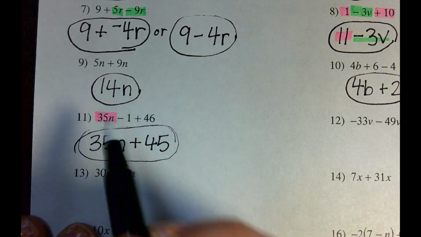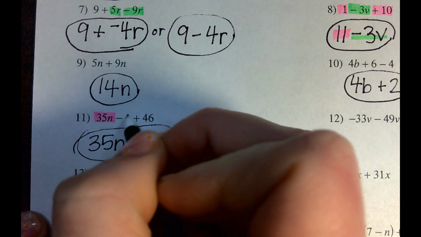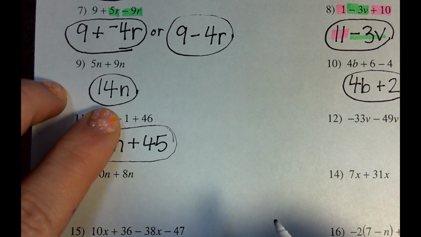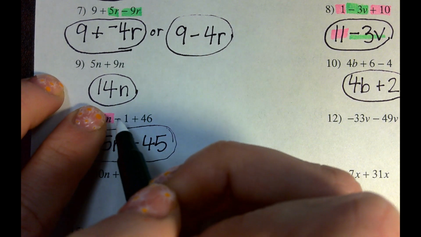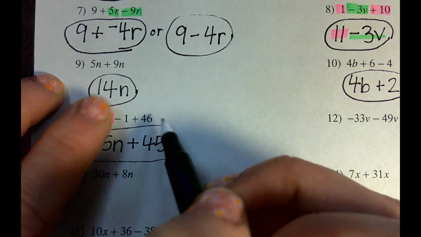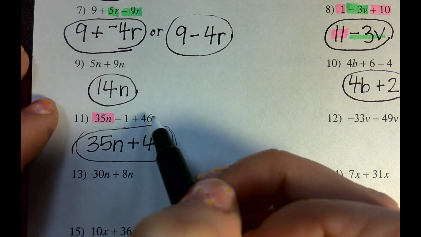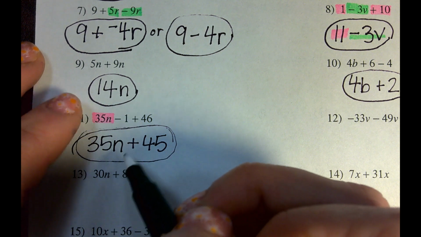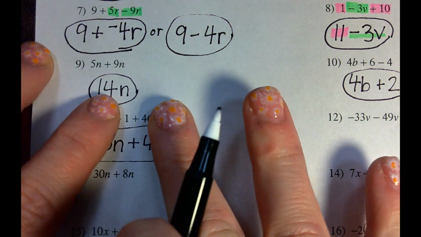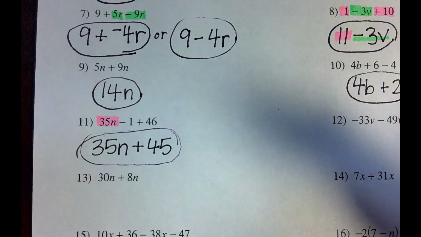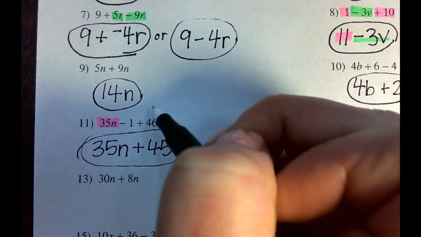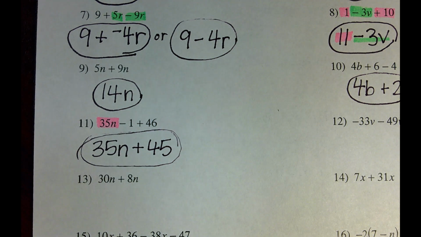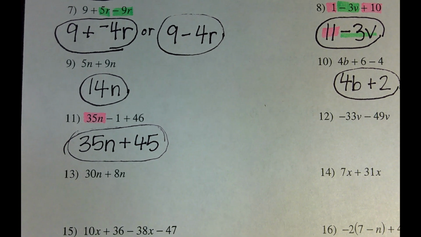Remember, we're not just doing minus 1 plus 46. We are doing minus 1 and 46. So I'm taking 1 away, okay? I'm not taking away 1 plus 46. If this was in parentheses, it would be minus, but it's not. Does everybody get that?